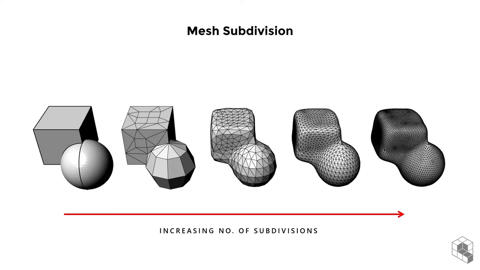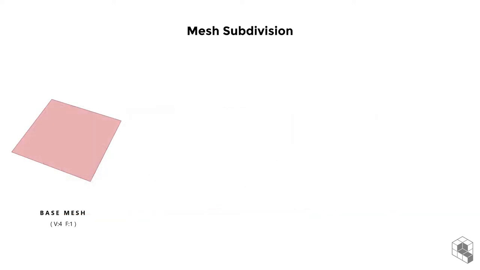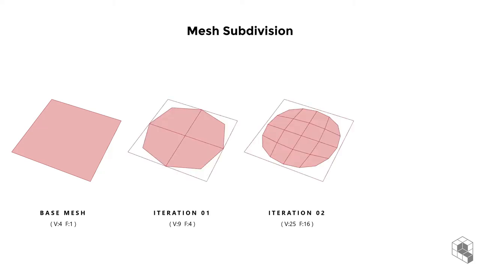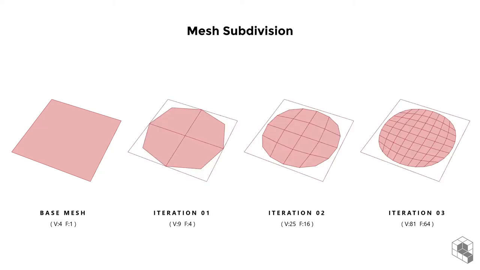Subdivision is a robust and easily implemented algorithm used to increase mesh resolution and smooth meshes. Consider this mesh with a single face. A subdivision algorithm will iteratively divide each face into several smaller faces, thereby increasing the face and vertex count.